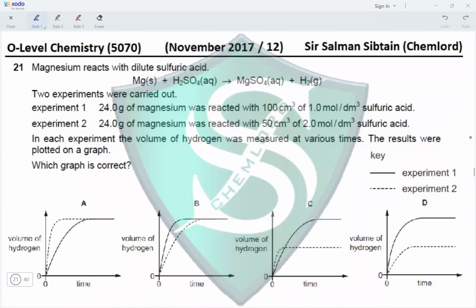Hi guys, this is O-Level Chemistry, paper 12, November 2017, question 21. Magnesium reacts with dilute sulfuric acid. Two experiments were carried out.